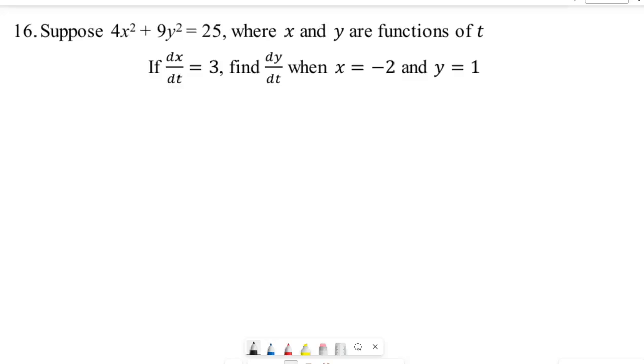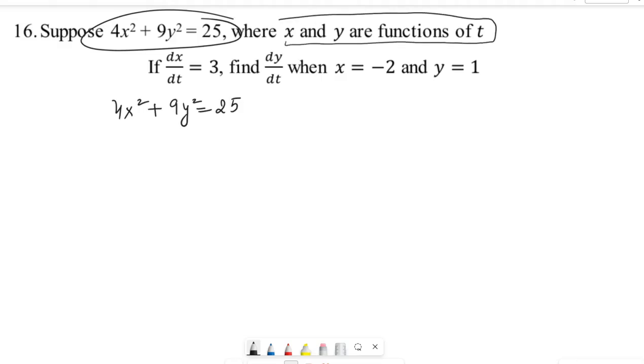Here is question number 16. This is from related rates. We have an equation given. That equation is 4x squared plus 9y squared is equal to 25. This gives a relationship between x and y. Then we have given that x and y both are functions of t. Now x and y both are dependent on t here. T is the independent variable.